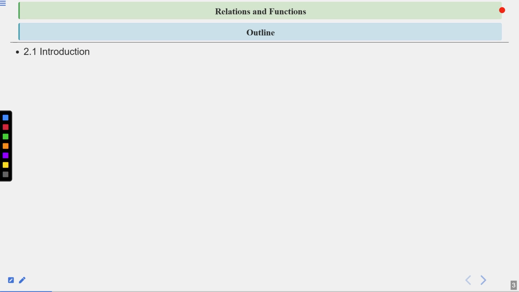So, in today's session, we are mostly covering a small introduction related to relations. And then the main subtopic of this chapter, Cartesian products of sets. And then we will be seeing some related examples to the theory.